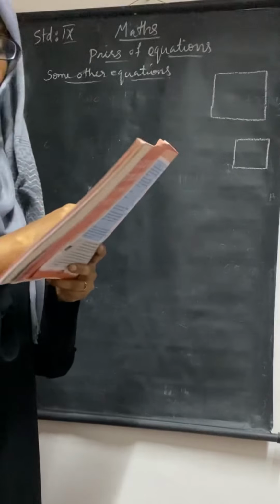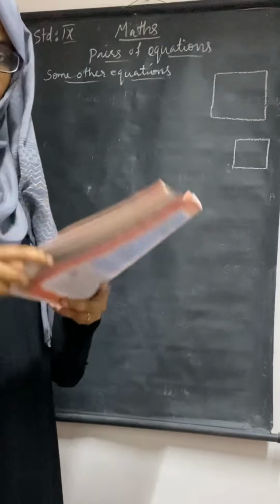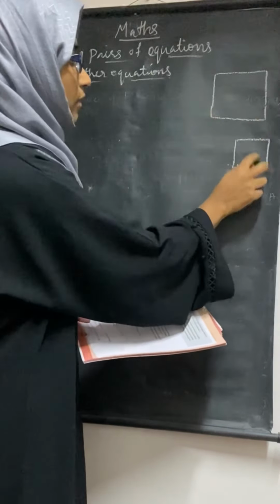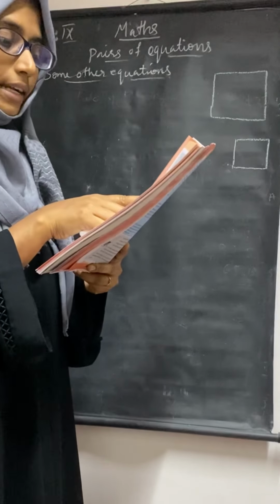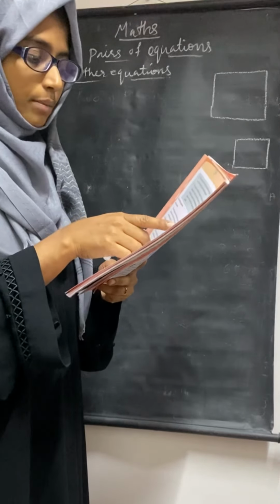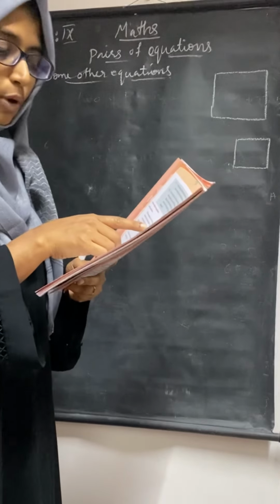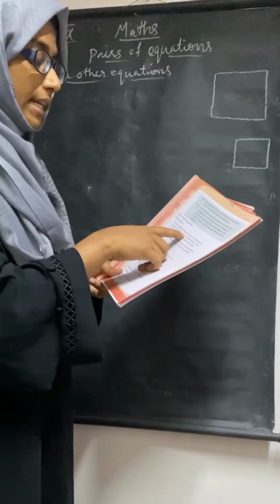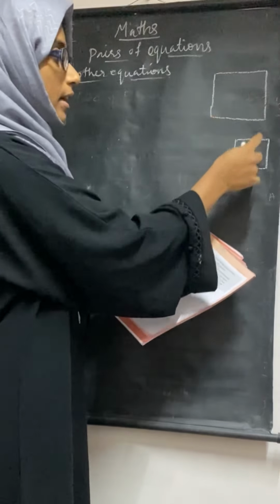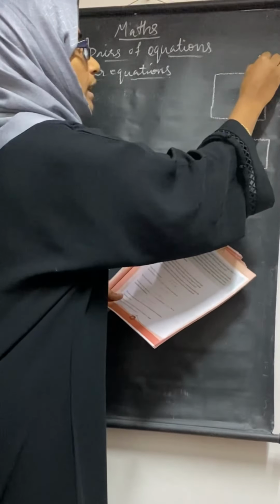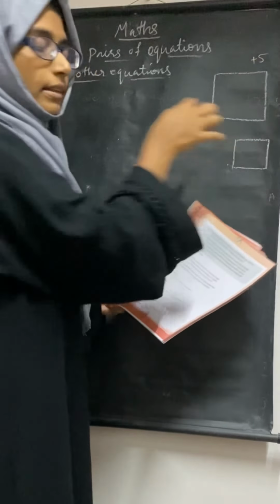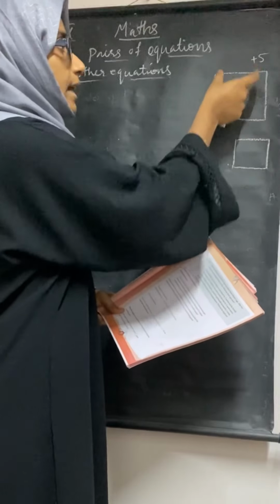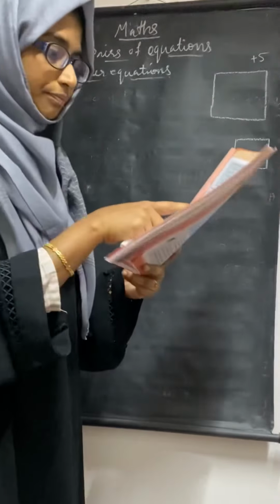You can take your page number 41, side heading some other equations. You can see the example there of two squares, one large square here, one small square here. The sides of the larger are 5 cm longer than those of the smaller. What did they say? The sides of the larger are 5 cm more than the smaller, which means the side of this will be 5 cm more than this. This is the smaller, this is the larger.